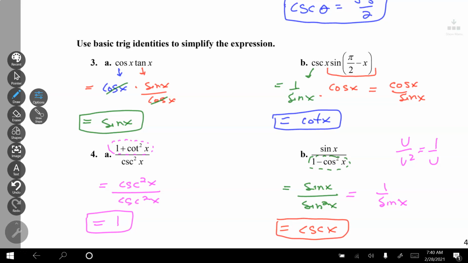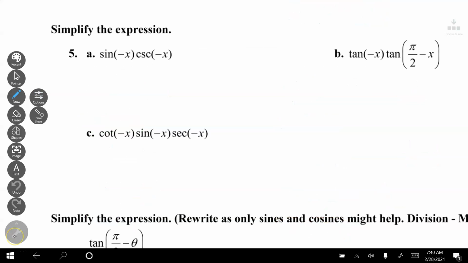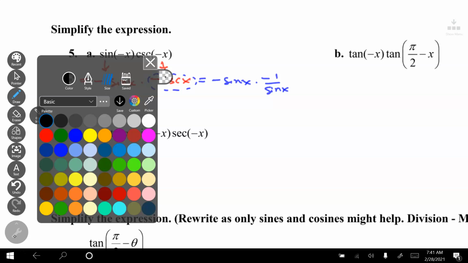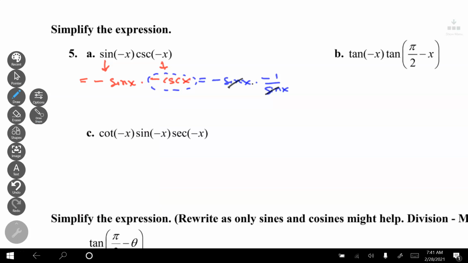That's how I can simplify those expressions. Again, I'm using my summary sheet. I know sine is odd, so sine of negative x is really negative sine of x times cosecant, which is also odd, so this becomes negative cosecant of x. But a better way of writing that would be negative sine of x times negative 1 over sine of x, because cosecant is just the reciprocal of sine. Sines cancel out, and I get negative times negative 1. I get positive 1 as my final result.